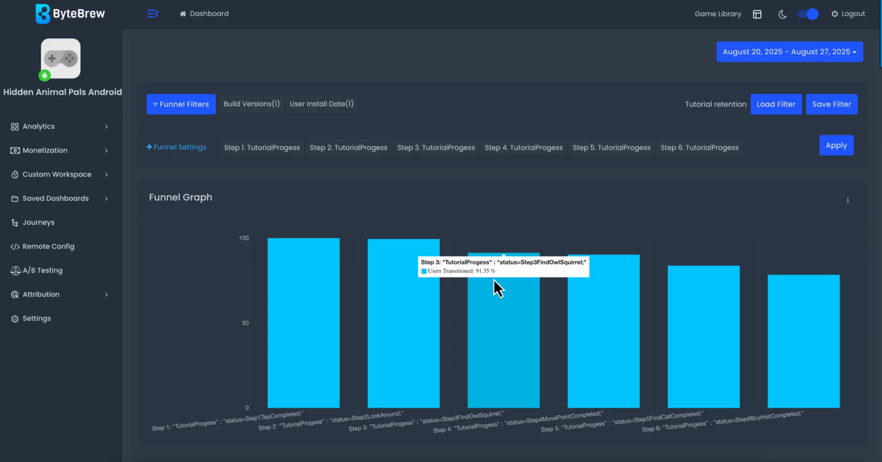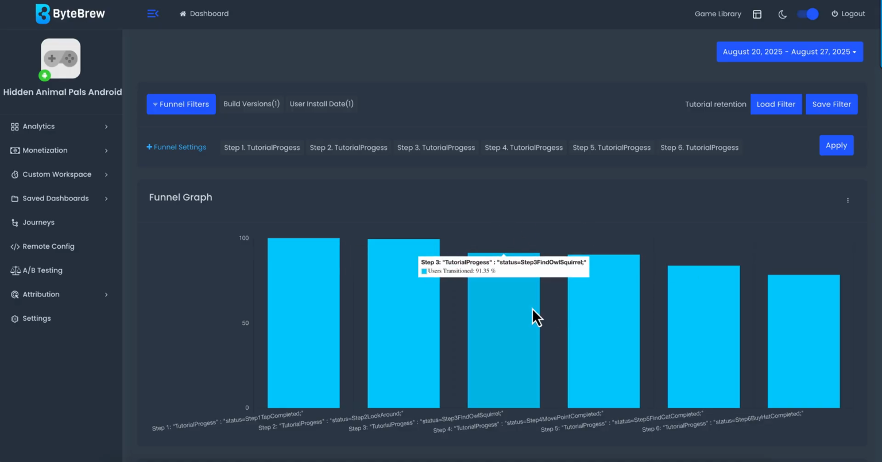Here we have almost a 10% drop, and this involved the user looking around to find a squirrel and an owl. The control system meant moving their finger on the screen to look around. This caused a 10% drop. So that is huge, right? So I now know there's something wrong with the control system. That's the first thing I want to point out.